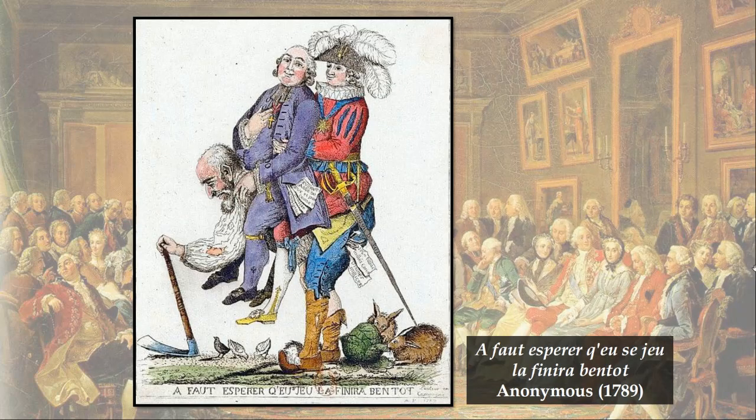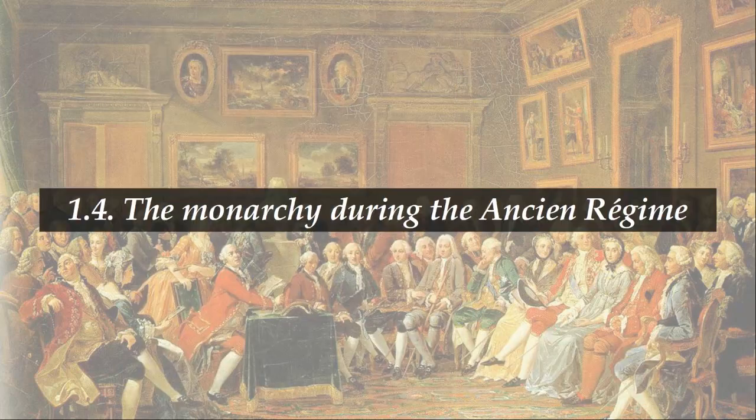And what does this mean? This means that, as you can see in this cartoon from the French Revolution, the third estate had to support the clergymen and the nobles. And this will lead to some violence, you know.